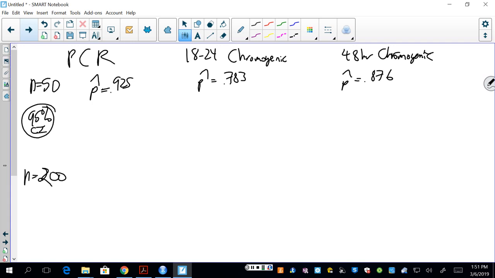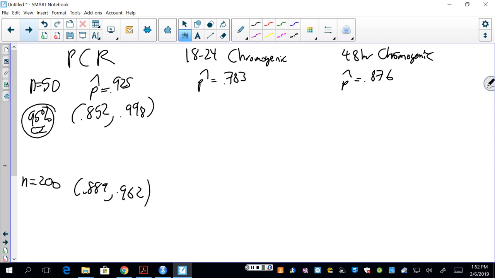Does somebody want to report on one of these? For the first one, the PCR, I got 0.852 to 0.998. Yes, I agree. What would be your calculation? Just for the 50. What did you get for the 200? 0.889 to 0.962. A lot closer, right?